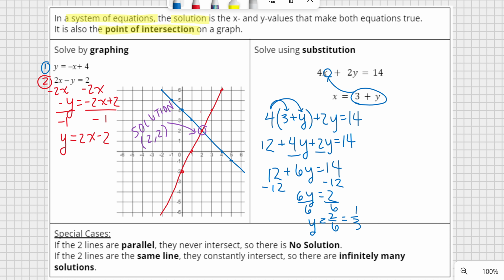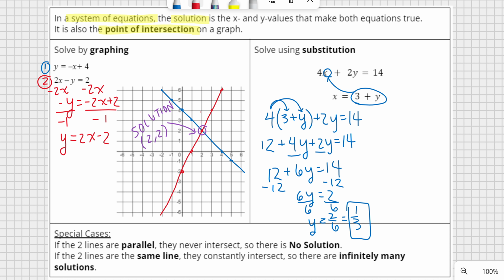Now I know what y equals, but my solution is an x value and a y value. So to find the other variable, I'm going to substitute this y value of 1/3 in for y in either one of the two equations. You can choose which equation you use, but a lot of times one equation is easier to use than the other. In this case, the second equation, x equals 3 plus y, is a lot easier to use. So let's do that.